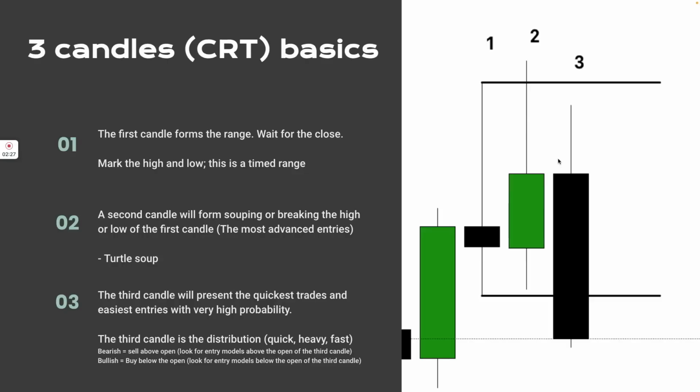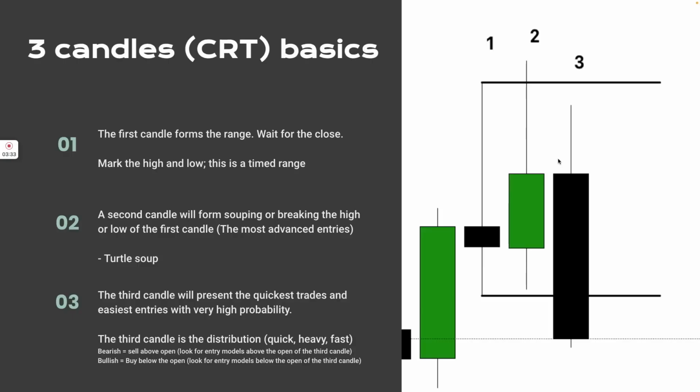When you're bearish, you sell above the open. When you're bullish, you buy below the open. This means when you're bearish, you only look for setups when you're above the open. When you're bullish, you only look for setups when you're below the open.